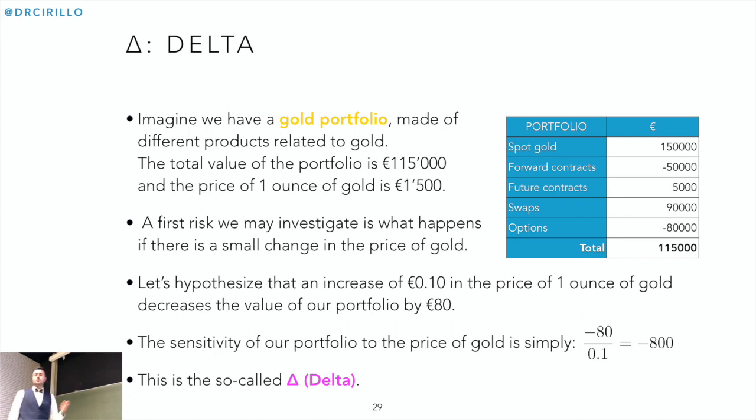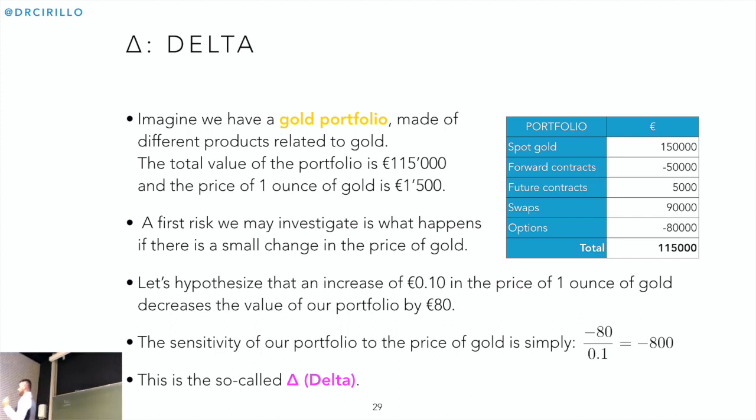We have a gold portfolio, okay? Means that all the different products, options, swaps, futures, forwards, spot positions are all related to gold. The value of the portfolio today is 115,000 euros, okay? And we know that 1 ounce of gold is worth 1,500 euros. Okay, these are the data we have.